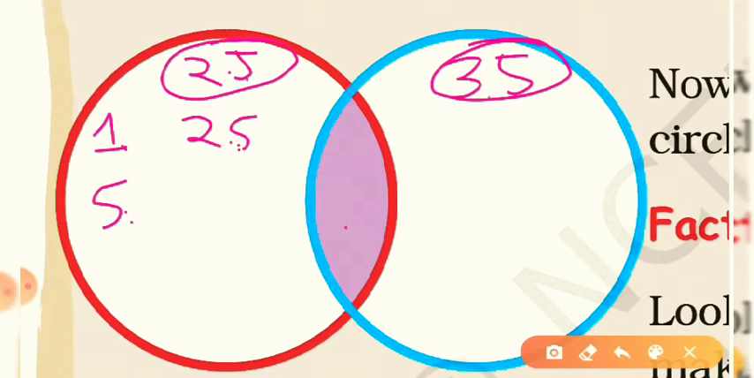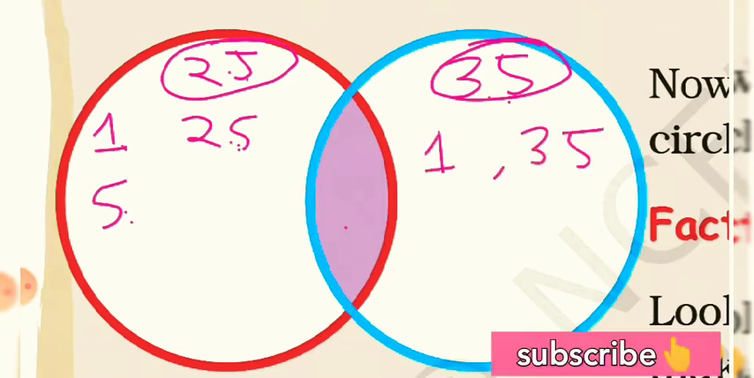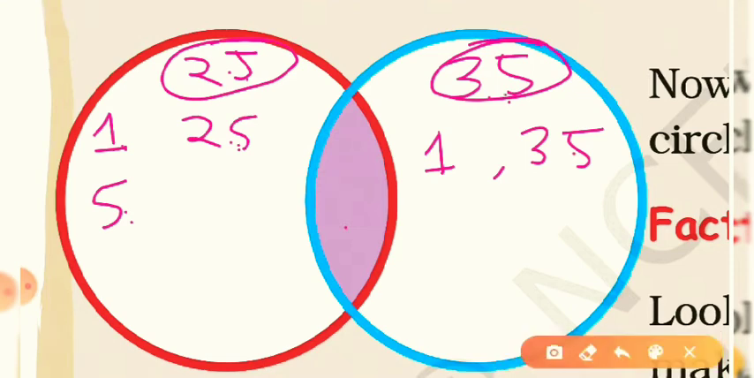Now similarly write the factors of 35. At first 1, then next is 35. Directly we will write, if 1 is there, then 35 will be there, because if you divide 35 by 1, you get 35. So 1 and 35 are factors of 35. Now next number we can write 5, and if you divide 35 by 5, you get 7. So 5 and 7, these two numbers we got. So these are the factors of 35.